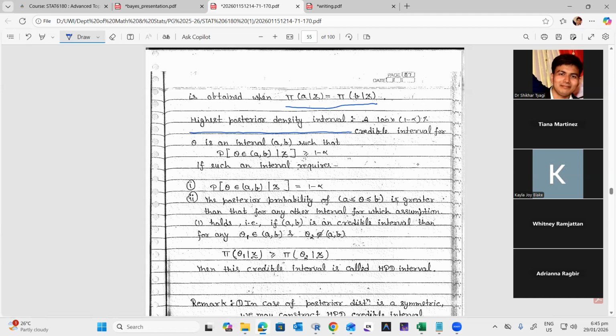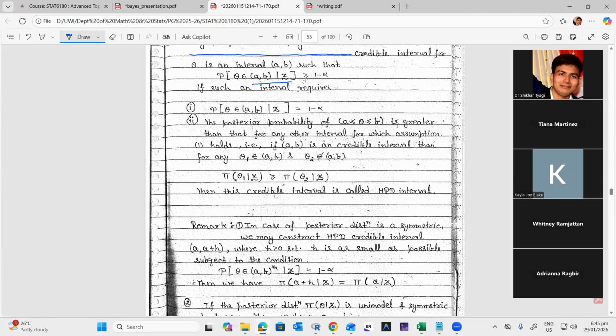All right, so a 100 times (1 minus alpha) percent credible interval for theta is an interval A to B such that the probability that theta belongs to A to B given x should be greater than or equal to 1 minus alpha, if such an interval exists. There are two conditions when we call it the HPD interval. First of all, the probability that theta belongs to A to B given x should be equal to 1 minus alpha.